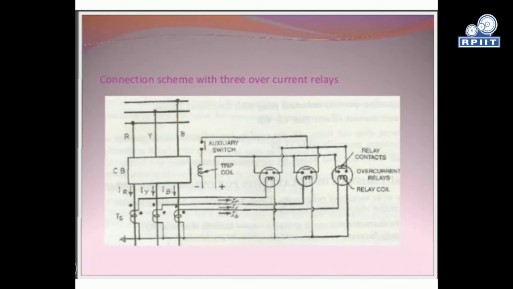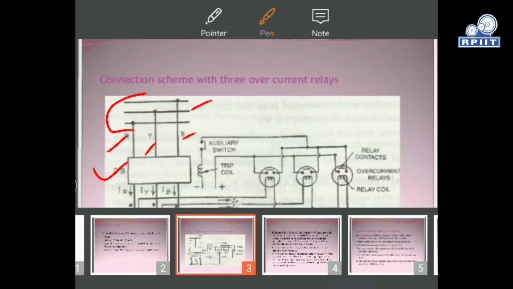So this is the connection scheme with three overcurrent relays that we put over here. These are our three transmission lines, named R, Y and B, right? So this R, Y, B supply is given to, suppose, the utilities over here. Between this utility and this three-phase transmission line, we have some components like the CB, that is the circuit breaker switch, and 3 CT, current transformers. We can say that this is 1, 2 and 3, right?